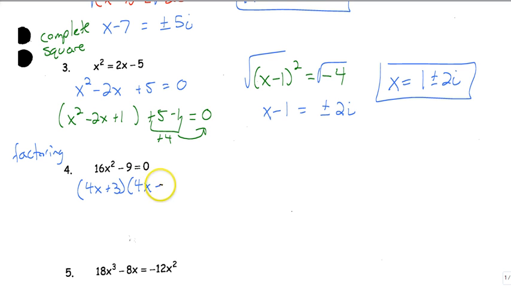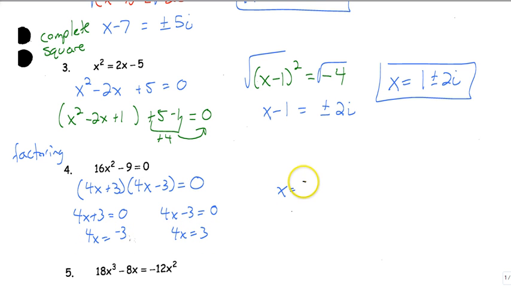And then the pattern says that we have to have the conjugates in order for that middle term to cancel out. So I have factored it. I get 4x plus 3 equals 0, 4x minus 3 equals 0, and then I can go about solving. So x equals negative 3/4 and x equals 3/4. Okay, so those are my two solutions.